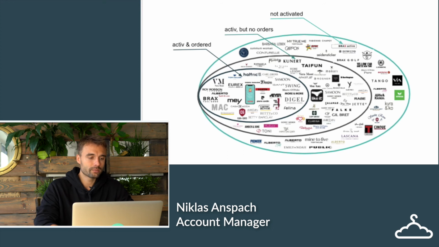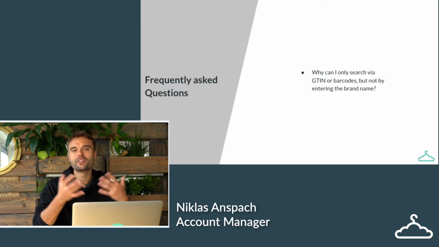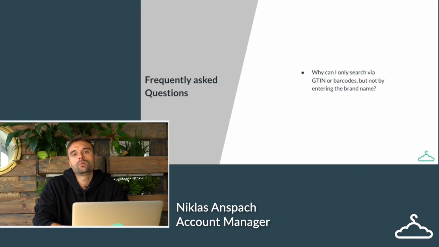Now let's quickly jump into the most frequently asked questions. So why can I only search by GTIN and barcodes but not by entering the brand name? Well, that's very easy and simple because the use case is a different one. The use case really is when your customer wants a certain pair of pants that he or she saw in your store, and it's not really for showing the customer what kind of brands are available on Clara, but really looking for this certain brand, for this certain pair of pants or this certain article.